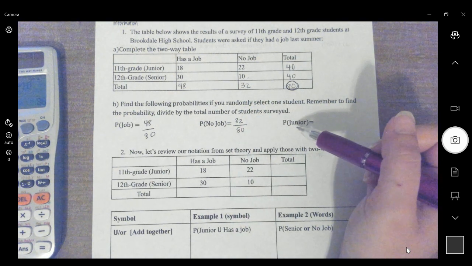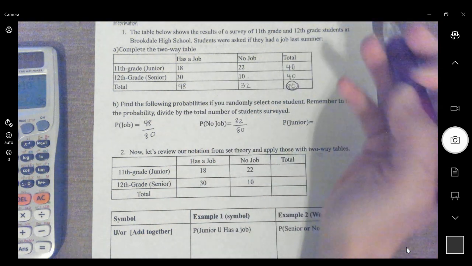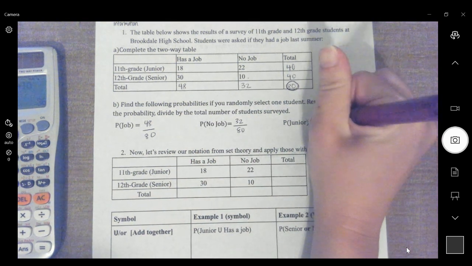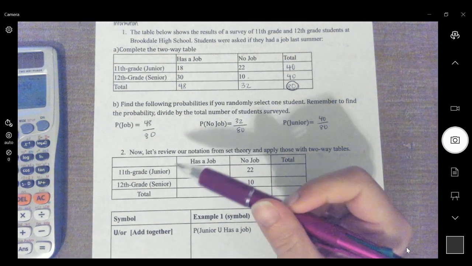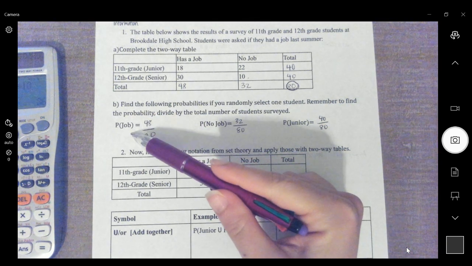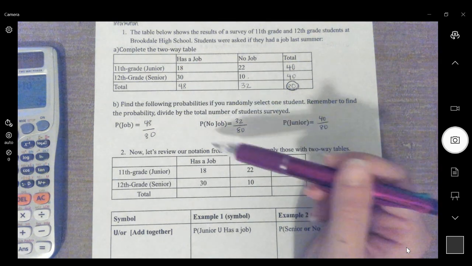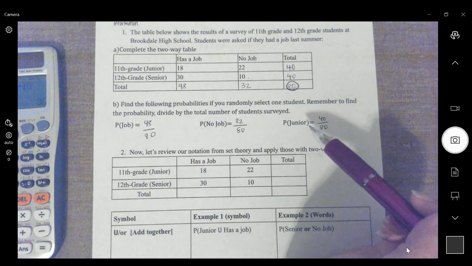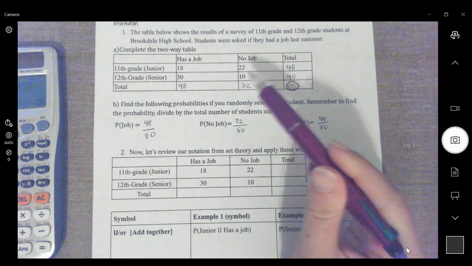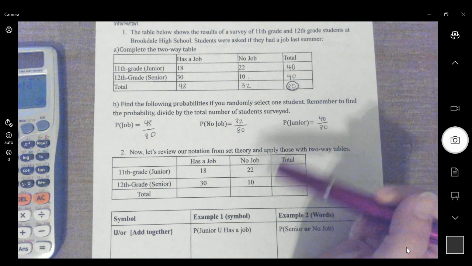How many people are juniors? So juniors is going this way. So there are 40 total out of the 80. Okay, so that would be probability. Now, if it just said how many people have a job, you would just write down 48. How many people have no job is 32. But if you see the P or find the probability, that's when you know to divide. Okay, so these were just basic ones, just looking at the totals and dividing by the overall total.